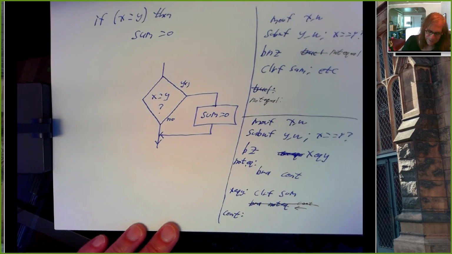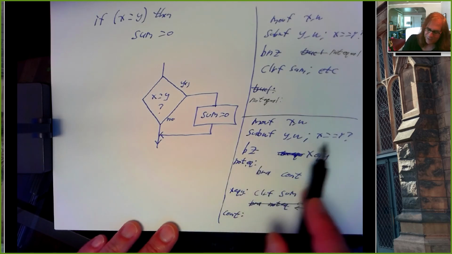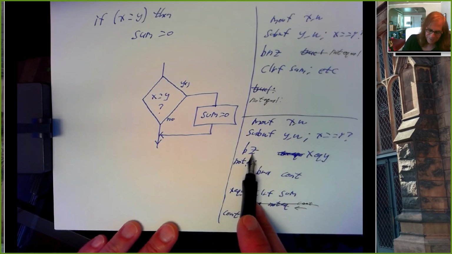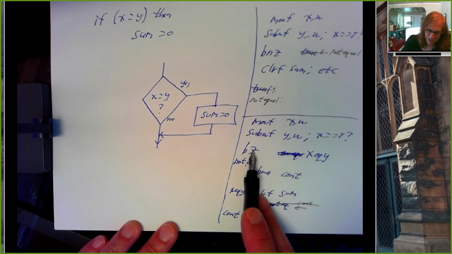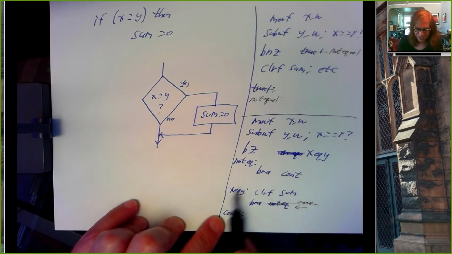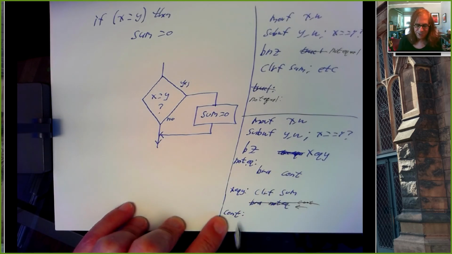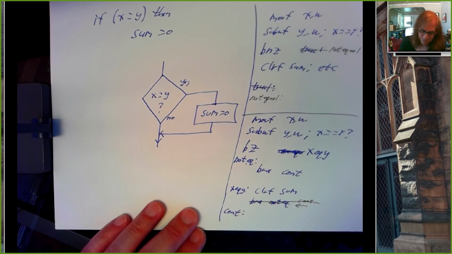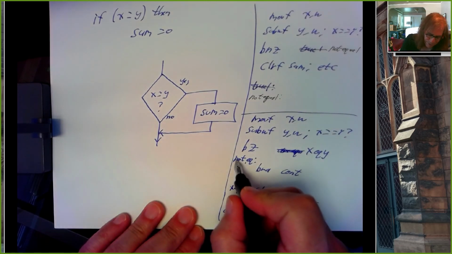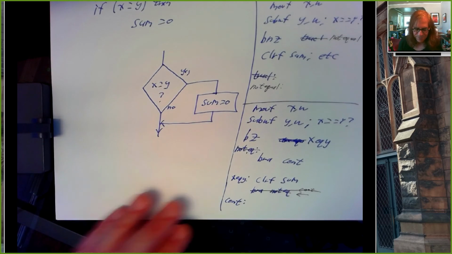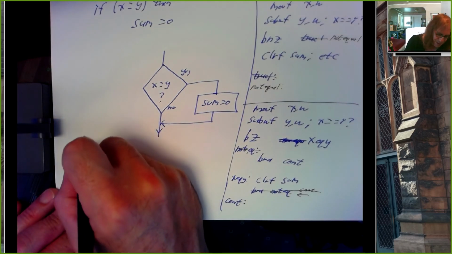So what's the flow here? Calculate x minus y. If x was equal to y, come down here, clear your sum, and then just continue with your code. But if x minus y was not 0, jump down here, skip over the clear instruction. And since we're not branching to not equal, we don't really need this label here either. So this cleans up nicely.